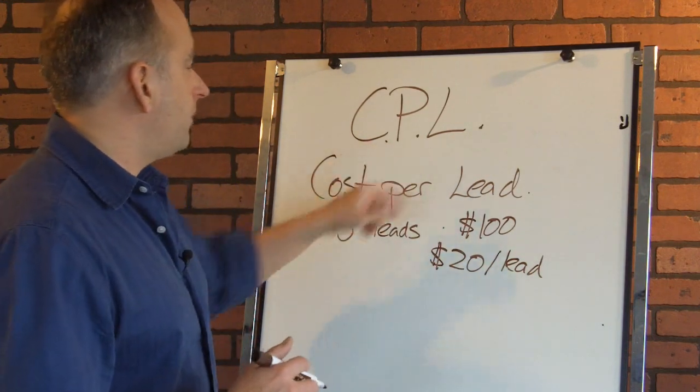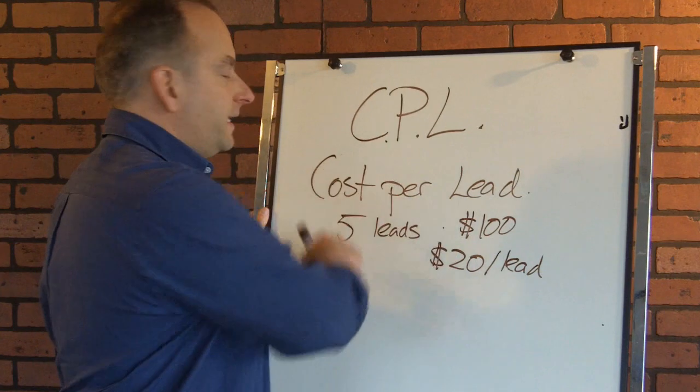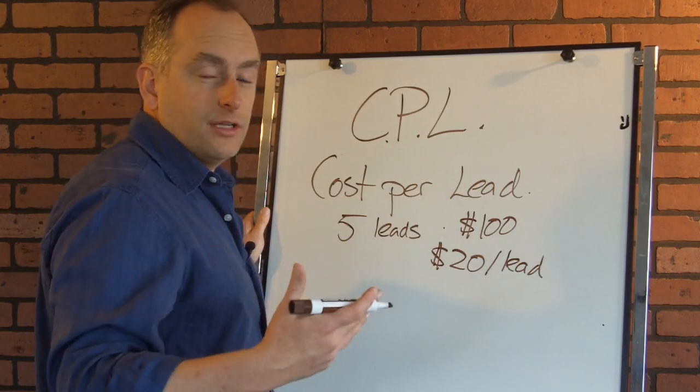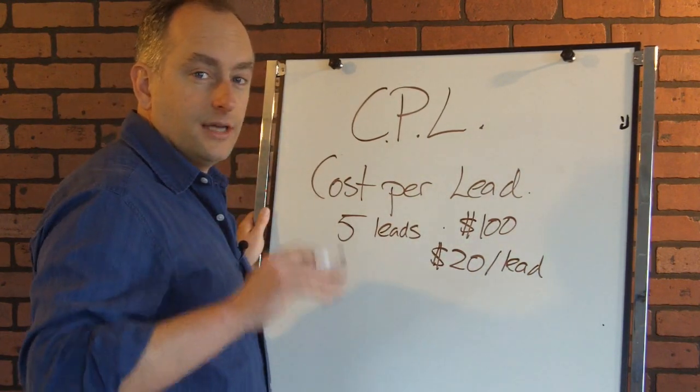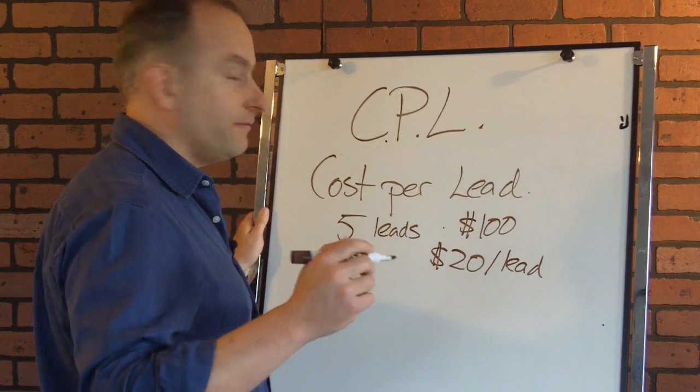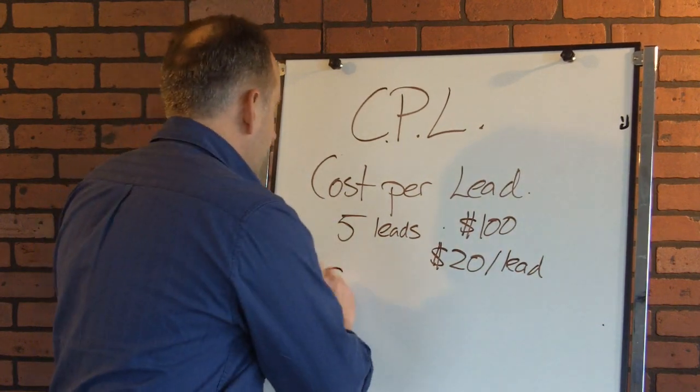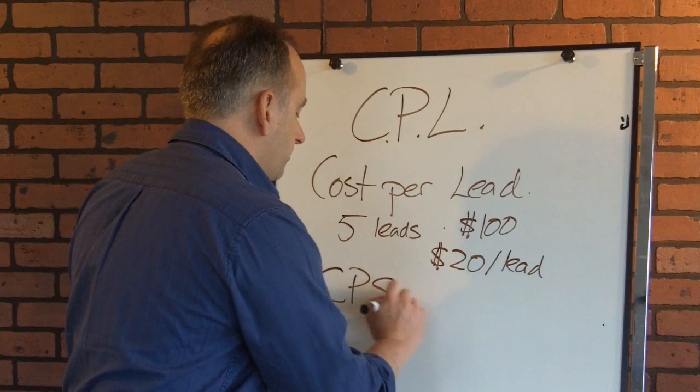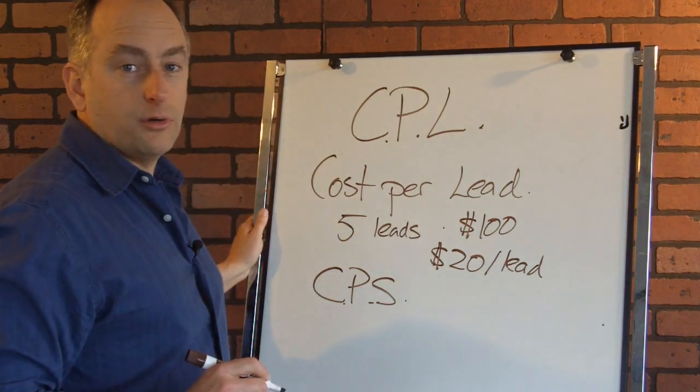Okay, what else do we have? So we've got cost per lead. Well, a lead is great, but a lead hasn't necessarily bought anything. A lead has just said, I'm interested in what it is that you have to offer. The next number you have to track is your cost per sale, CPS, cost per sale.